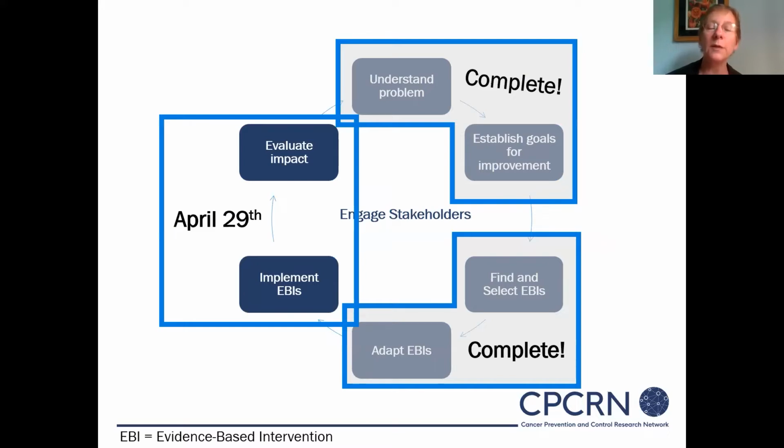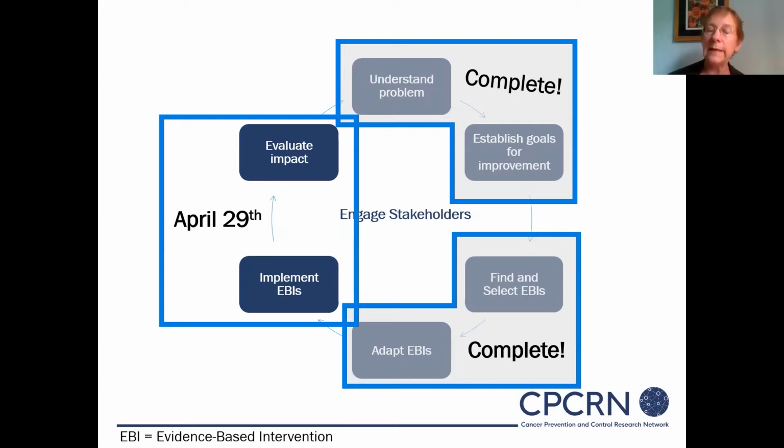We have been walking you through a 6-step process. In our first training, we walked through understanding the problem, collecting data on the problem, and establishing goals for improvement. In the second training, we walked through finding and selecting evidence-based interventions to help you meet your goals, and then briefly touched on adapting those evidence-based interventions.